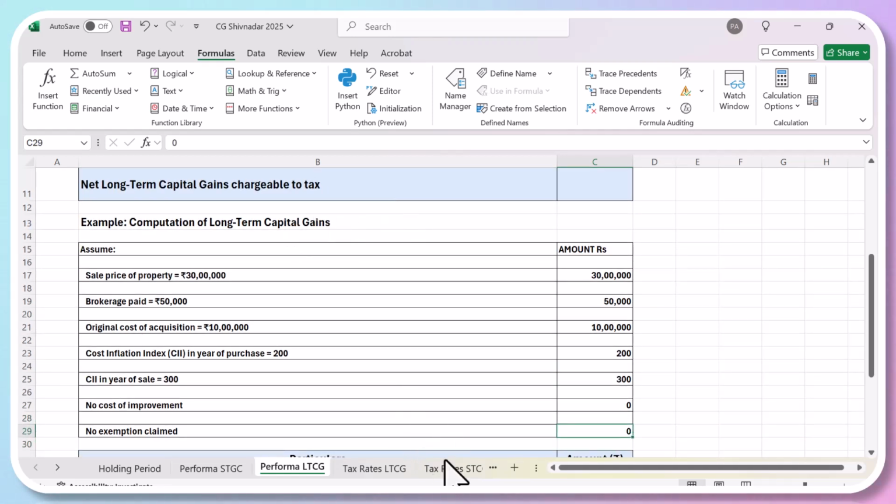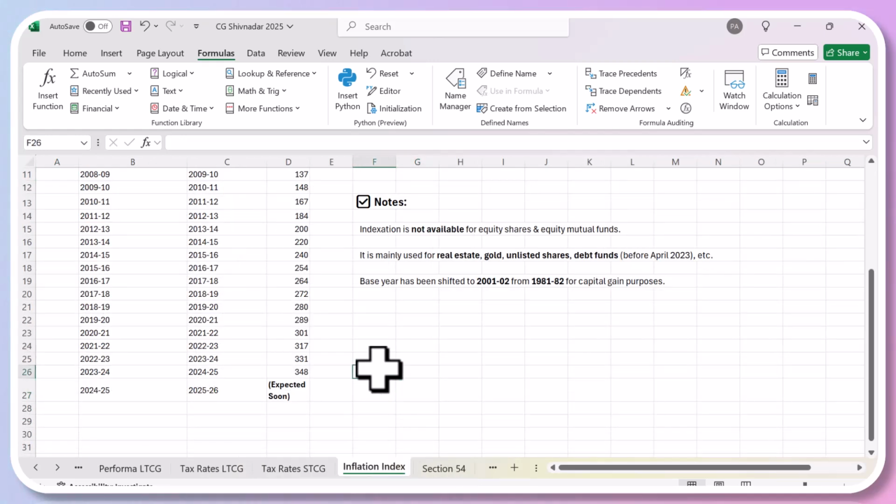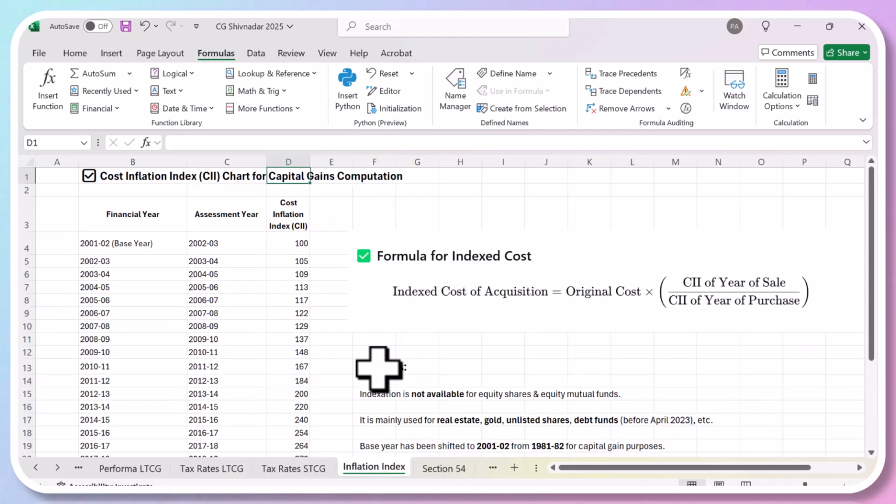So I'll just show you now the cost of inflation index. If you look at this index, the cost of inflation index, here it starts with 2001, 2002. This index is published every year by the income tax department. So they started with 2001, 2002. Actually this gets changed after some time. So the latest index starts from 2001, 2002. This is called the base year. For that financial year, the assessment year 2002, the cost was treated as 100.